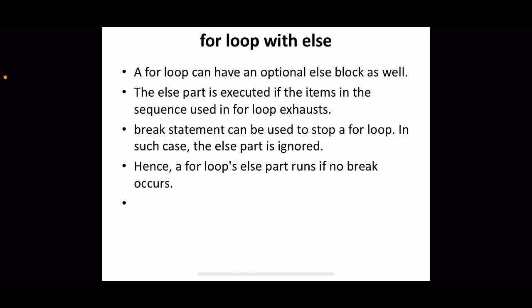Now, for loop with else. Just like a while loop, we can have an optional else with a for loop. So a for loop can have an optional else block as well. The else part is executed if the items in the sequence used in the for loop are exhausted. In that case, if all the items are served, then the control will be moved to the else part. So if a break statement is there in the body of the for loop and that is executed, definitely this else part will be skipped. It will not be executed. So a for loop's else part runs if no break occurs in the body of the for loop.